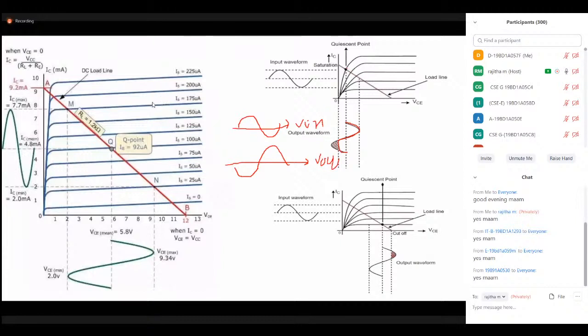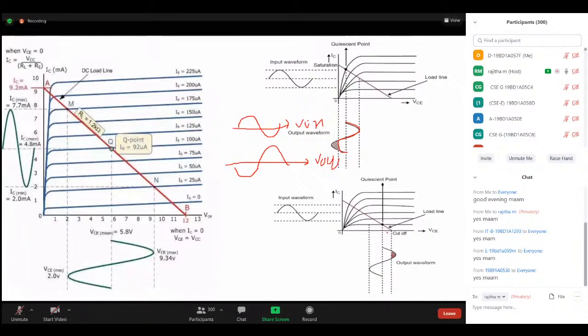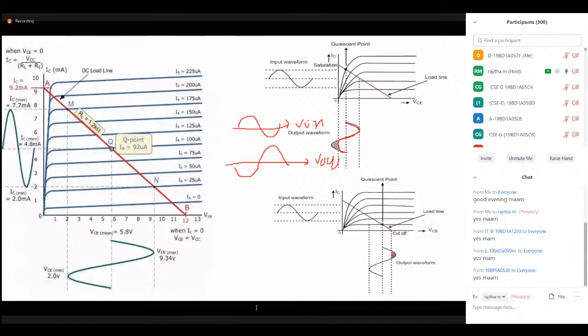So in order to avoid this, let me move your Q point exactly to the center of the DC load line. Next case: if your operating point is in the linear region but near the cutoff region, then the opposite happens, like the above case. If it is at saturation, we experience clipping at the negative cycle of the output, whereas here, for the positive cycle of the output, we experience this clipping.